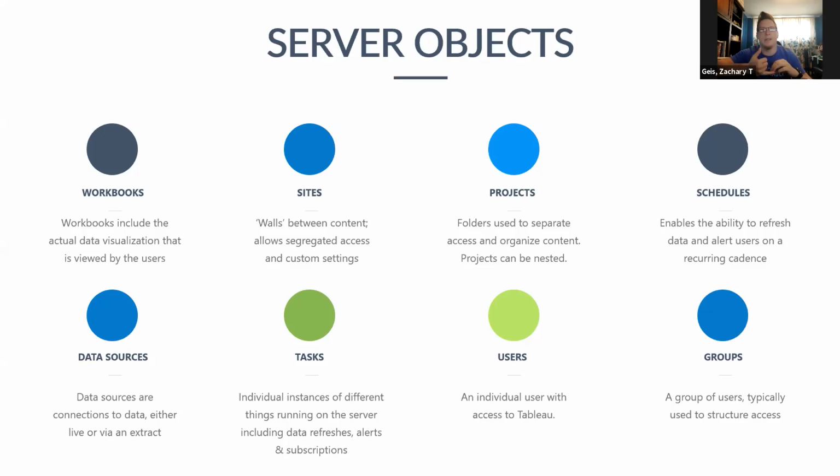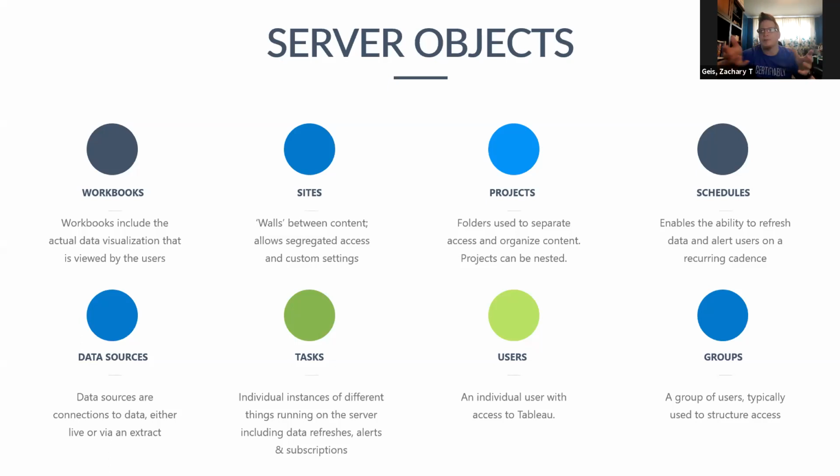Schedules just determine the refresh rates of things. You can do a couple things with schedules. You can use these to determine when you want to refresh content, when you want subscriptions to go through, and also when you want an alert to generate based on a certain threshold. Tasks are really just the individual instances of things that are running: data refreshes, alerts, things like that.